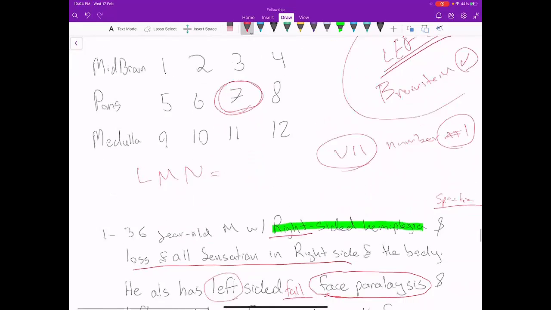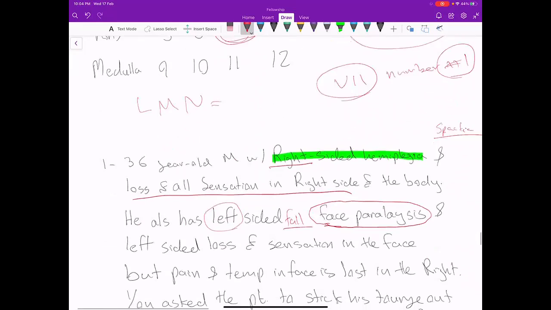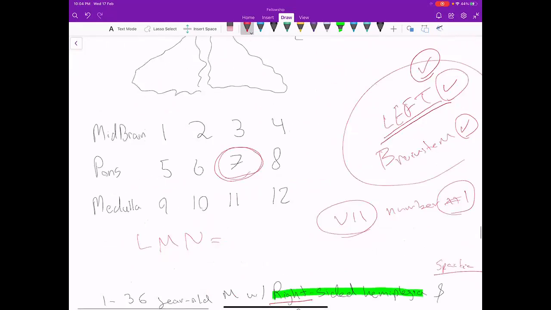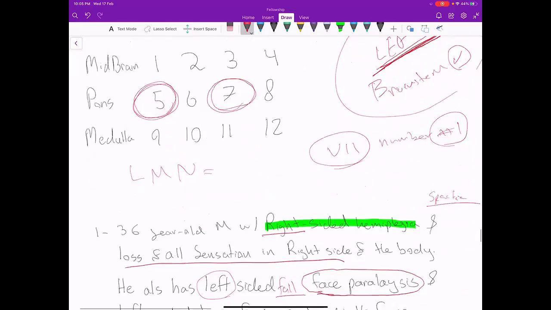Okay, next thing. Left-sided loss of sensation in the face. Where's our lesion? It's on the left, right? What's responsible for the sensation of the face? Trigeminal. We circle trigeminal. Is it ipsilateral? Yes, because it's on the same side where the lesion is. Okay, we're cool. But what's next?